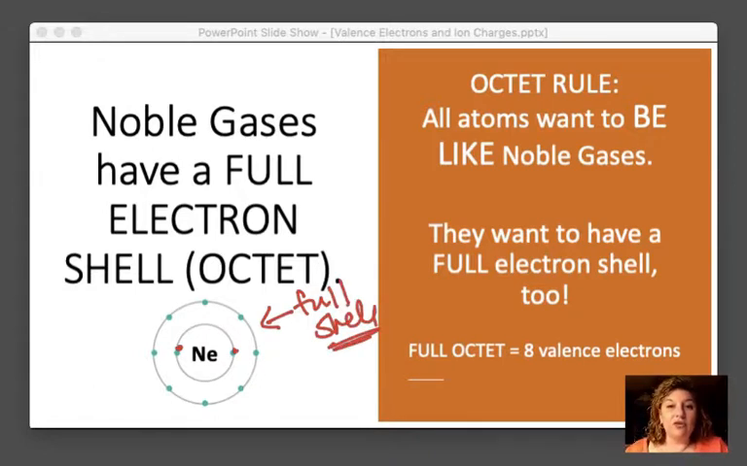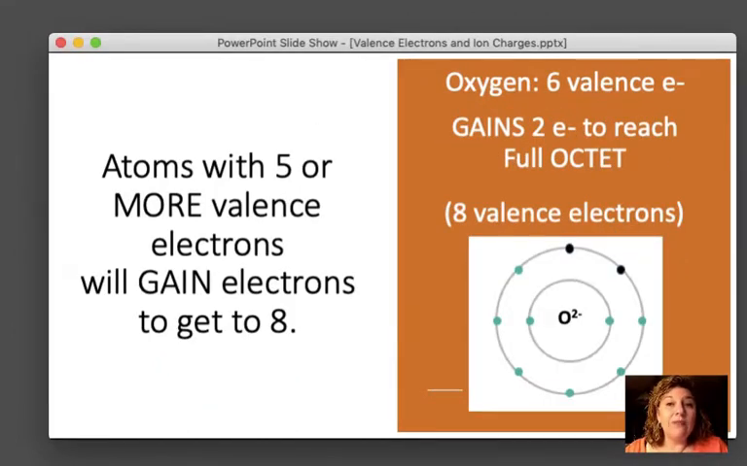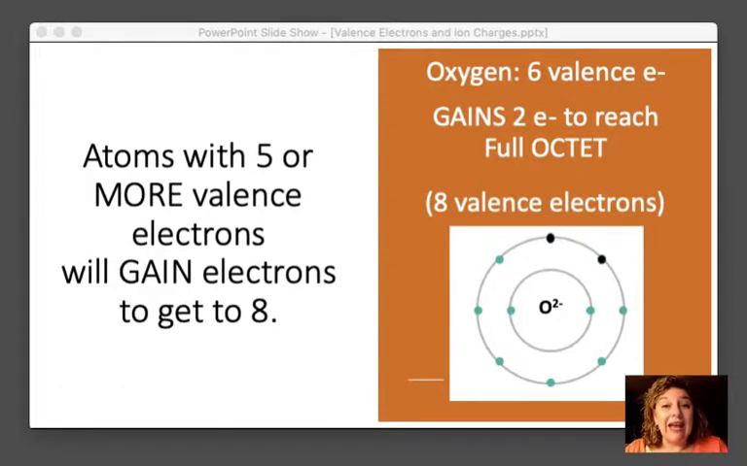So in order to do that, all the other atoms that don't have 8 either have to gain electrons or lose electrons to get there. Atoms with 5 or more valence electrons, which means in group 5, 6, or 7, will want to gain electrons to get to 8. So oxygen normally has 6 valence electrons, but it's going to gain this one and this one to get to 8 valence electrons. Now it has a full octet. So oxygen is going to have a 2- charge so that it can gain the electrons and have the full octet, and then it'll be very happy. So oxygen will always make a 2- charge.